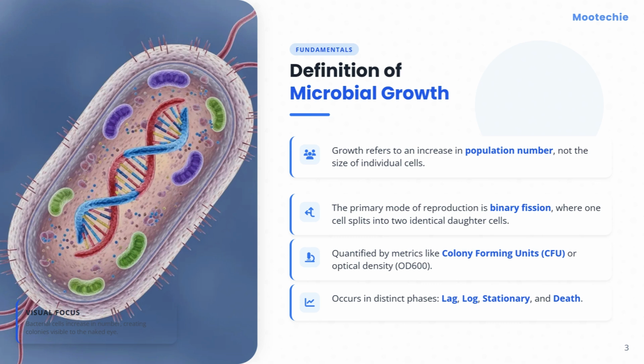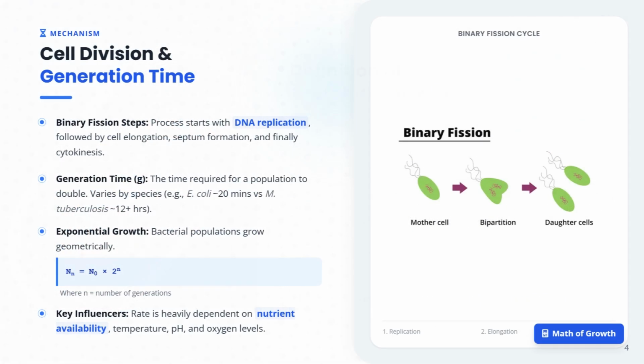And growth doesn't happen all at once. It occurs in distinct phases: lag, log, stationary, and death, which we'll explore more later. Let's now look closer at cell division and generation time. Binary fission involves several steps. It starts with DNA replication, followed by cell elongation, septum formation, and finally cytokinesis.